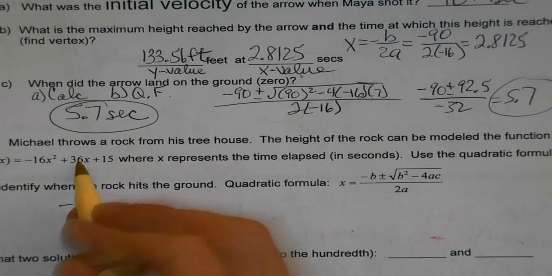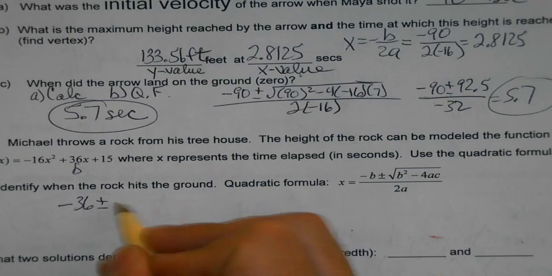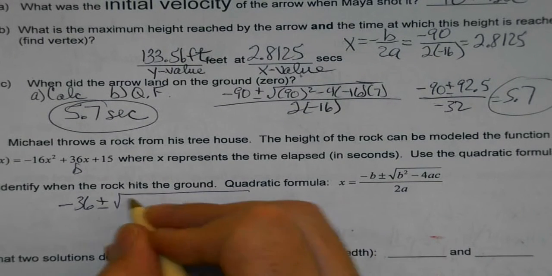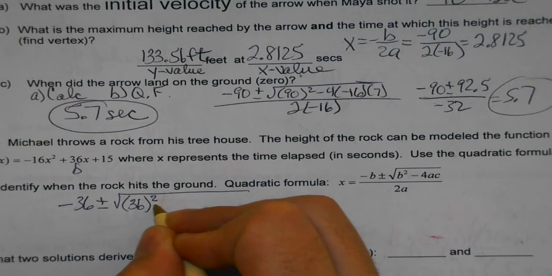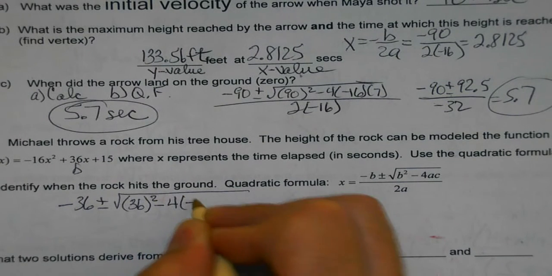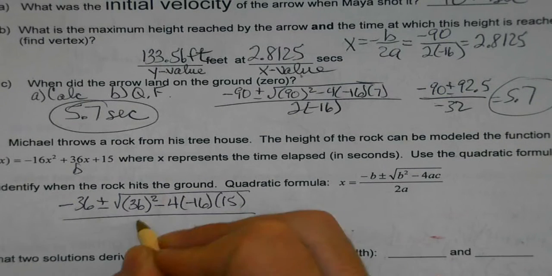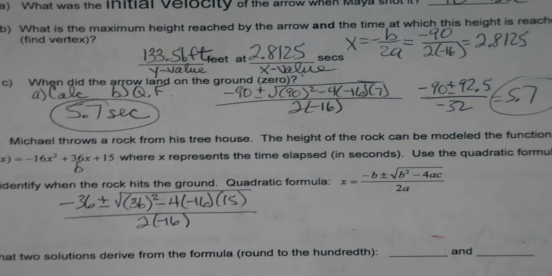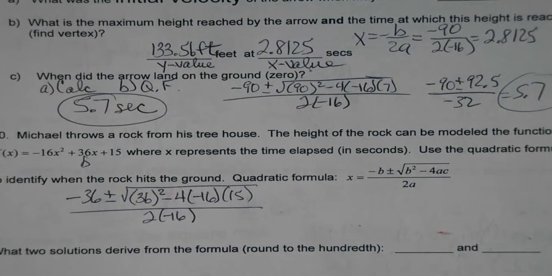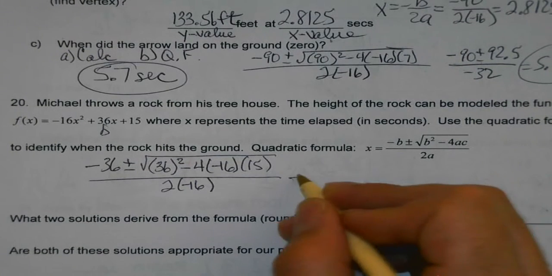So we got the opposite of b. My b value is 36. Plus or minus the square root of b squared minus 4ac all over 2a. And again, it's an application problem. Okay, the decimal is okay here.